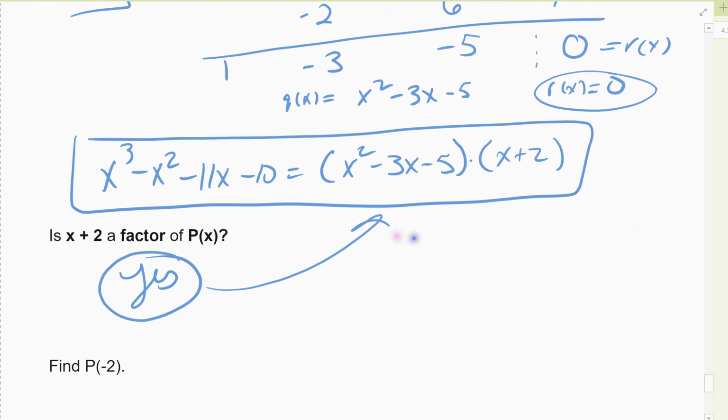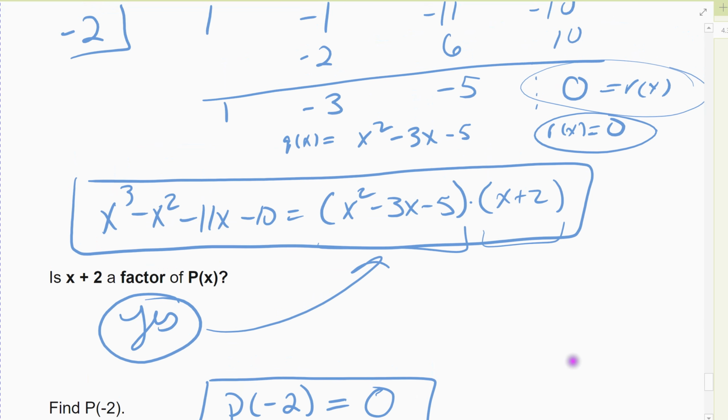And so the answer to the next question is yes, it's a factor. I factored it; this cubic factors into x squared minus 3x minus 5 times x plus 2. These are both factors: the quadratic is a factor and the x plus 2 is a factor. So the answer is yes. And so what's p of negative 2? Well, you could plug it in and check it out, and it might not be a bad idea, but I know it should be the remainder. It should be 0, and it is.